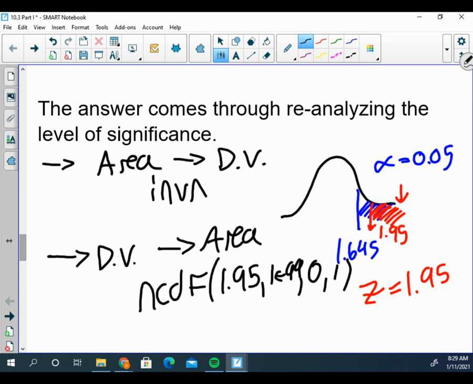So when we run this, and check my work, I got 0.026. Is that what we got? 0.026. I'm going to rewrite these as percentages.